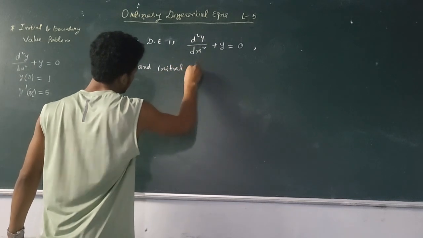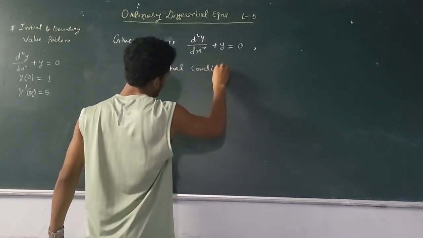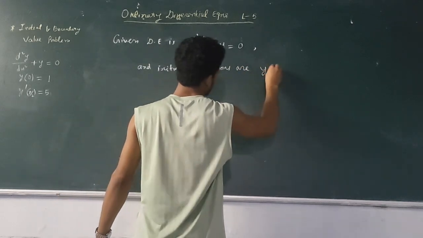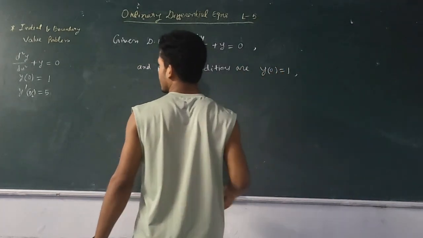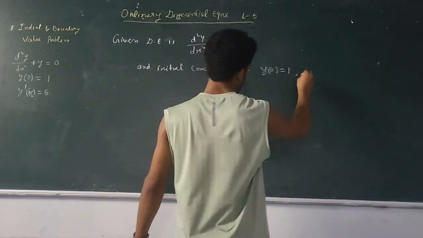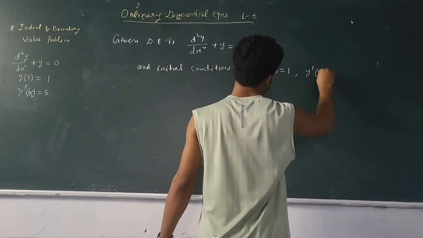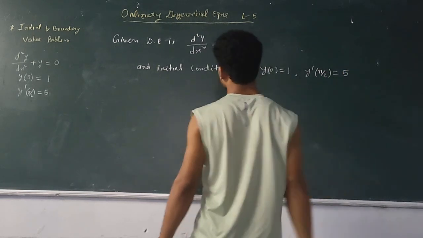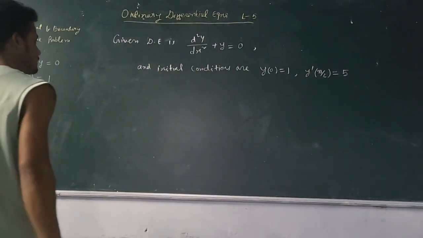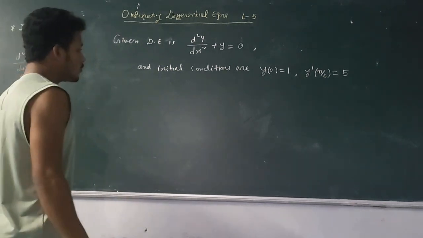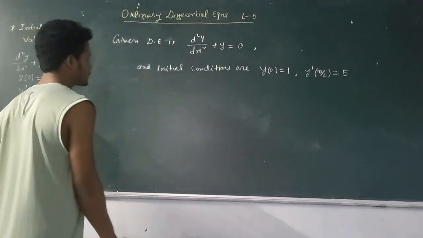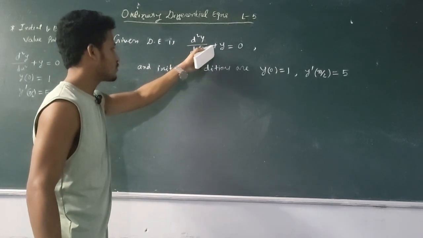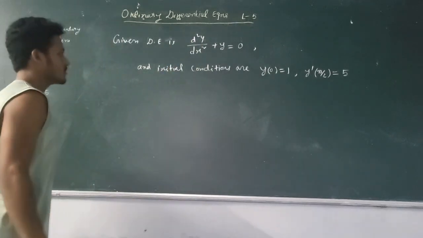Given the differential equation is this and the conditions are y of 0 is equal to 1 and another is y dash of pi by 2 is equal to i. Now you have to find a solution. So what will be that solution? Let us think about the solution of this differential equation.